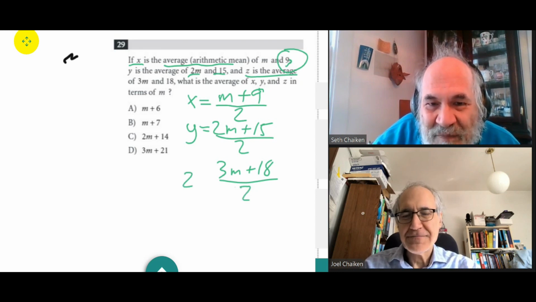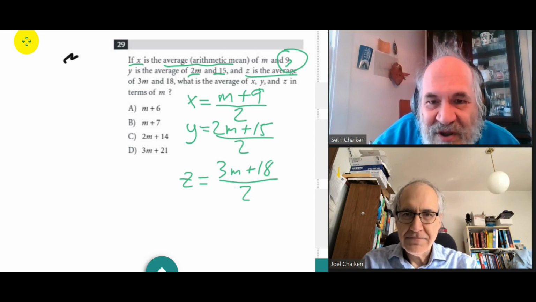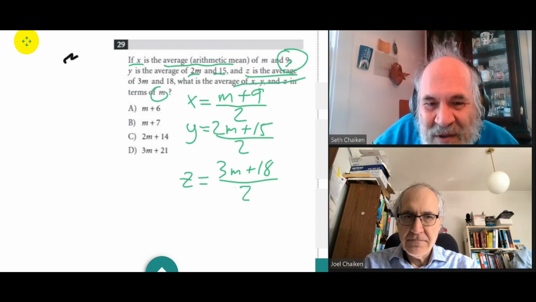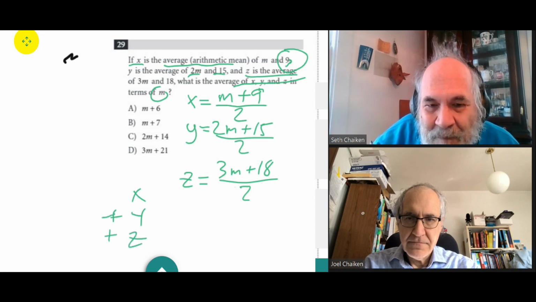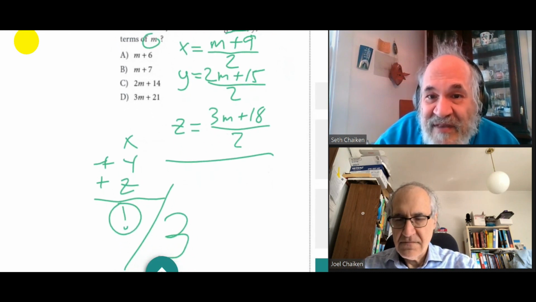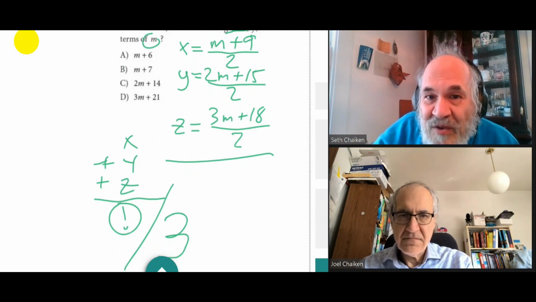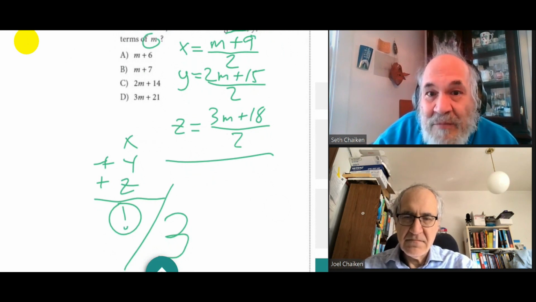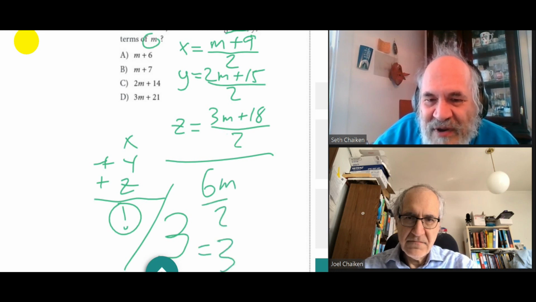And now, the question is, what is the average of X, Y, and Z in terms of M? Well, the average of X, Y, Z is X plus Y plus Z, whatever that is, divided by 3. All right, so you add up everything here, divide by 3. So let's add up the M terms. 1M plus 2M is 3M. 3M plus 3M is 6M. 6M divided by 2 is 3M.